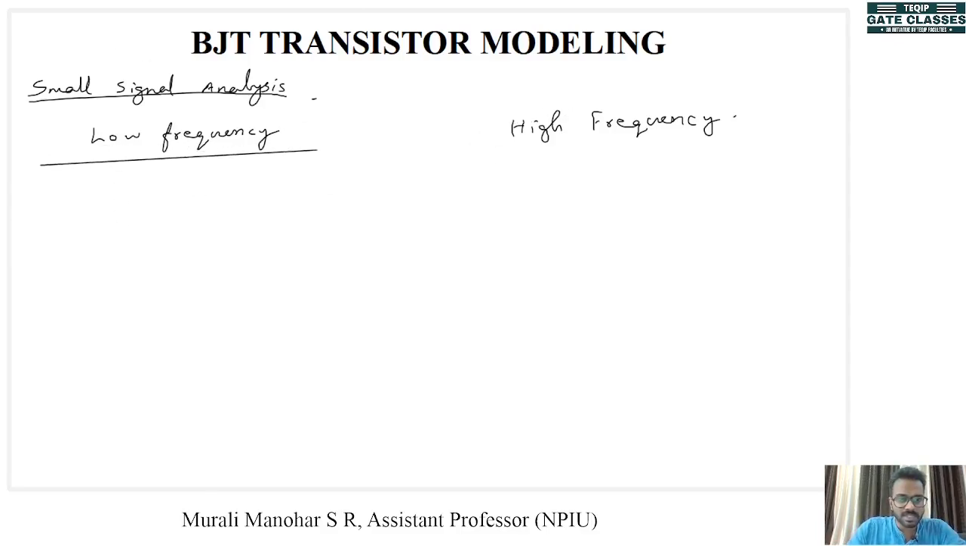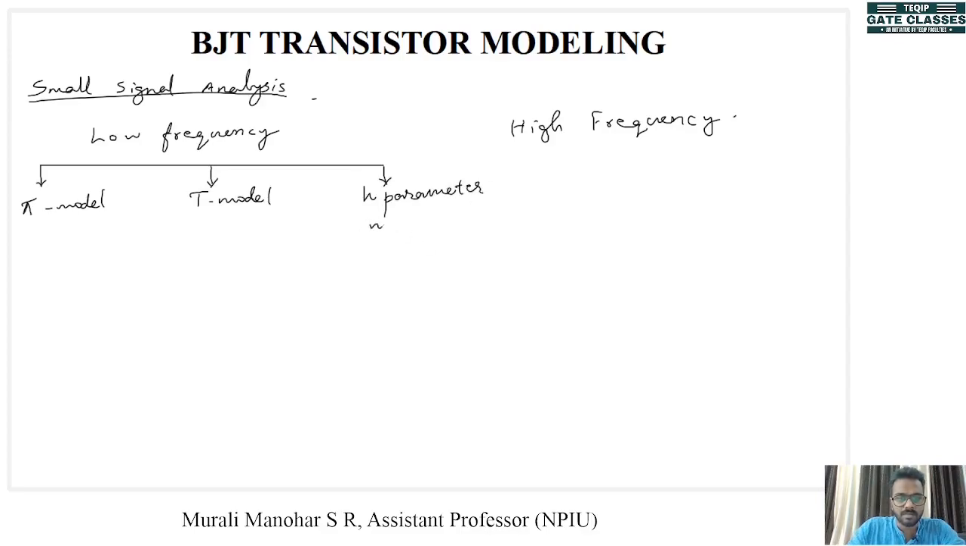I've told you that there are low frequency and high frequency models in small signal analysis. For low frequency signals, we use these three models. One called pi model, then one called T model, and the last one called H parameter model. And for high frequency signals, we use these two models, which are pi model and T model.